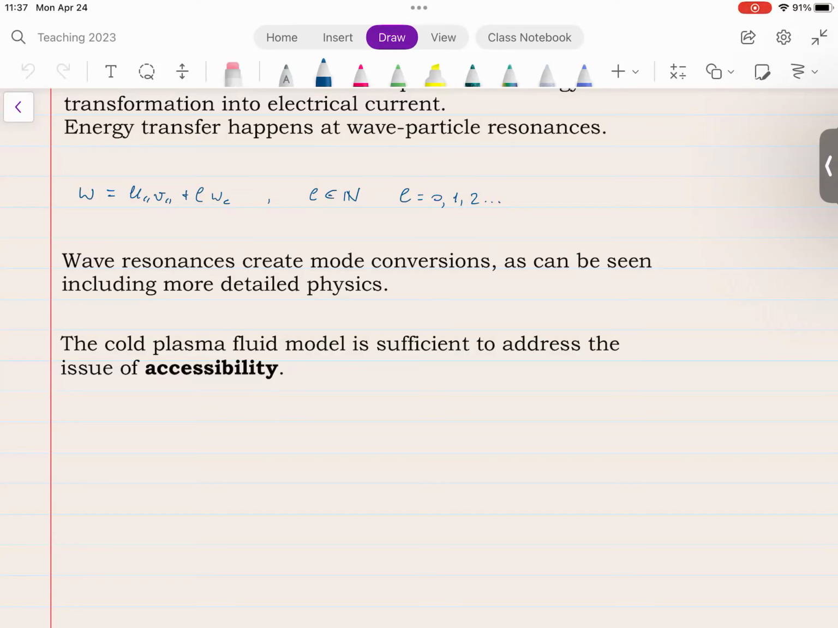The condition for the wave to be able to reach the region of the plasma that I want is that it cannot encounter either resonances or cutoffs between the point where the wave gets to the plasma and the point where I want it to be deposited.